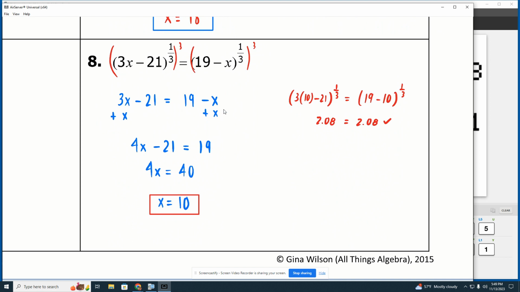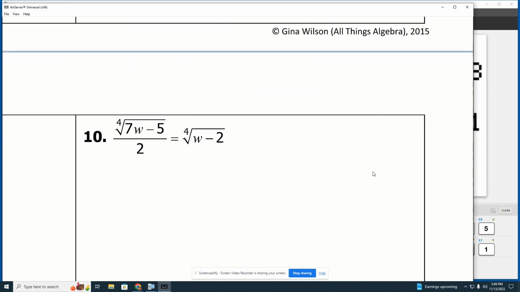Real simple. Then I got my x's together first by adding x, 4x. Then I added 21, 40. Then I divided by 4, x equals 10. I plugged it in, and perfect. It's an exact match. Okay? Moving along to number 10.